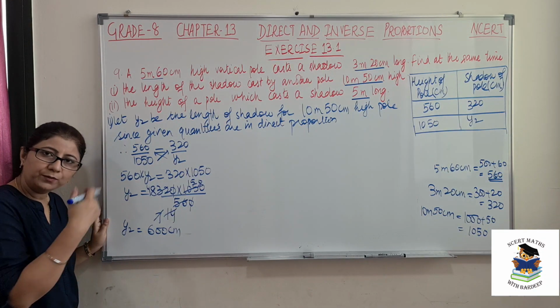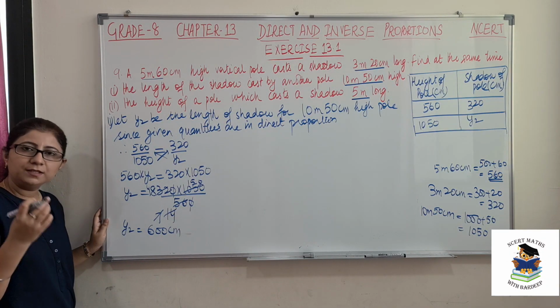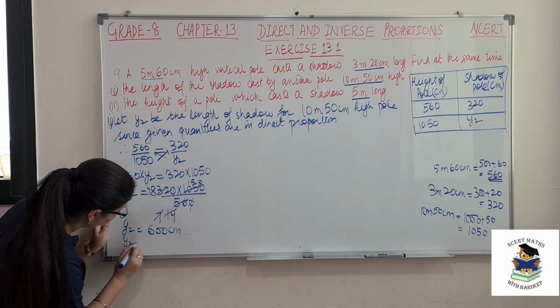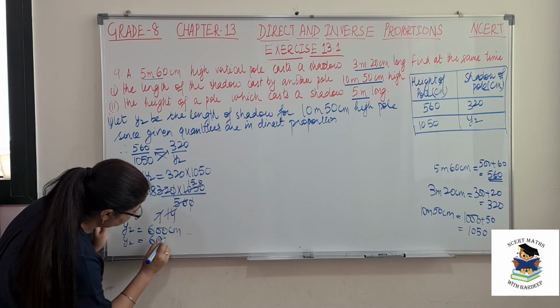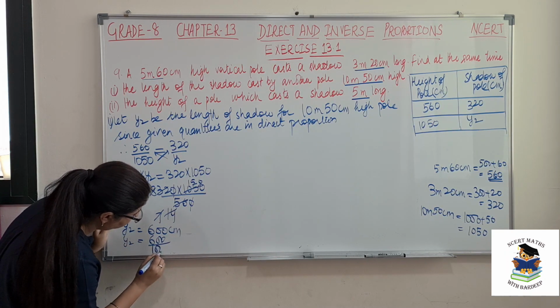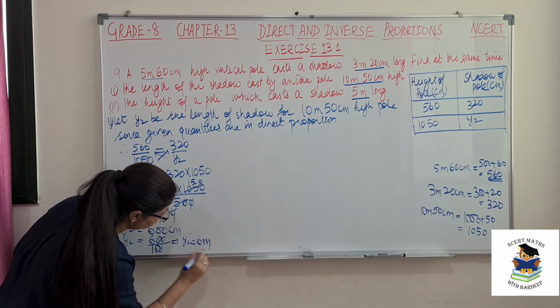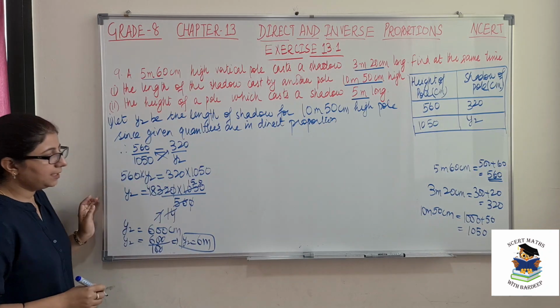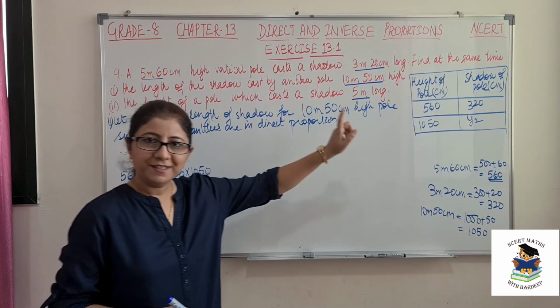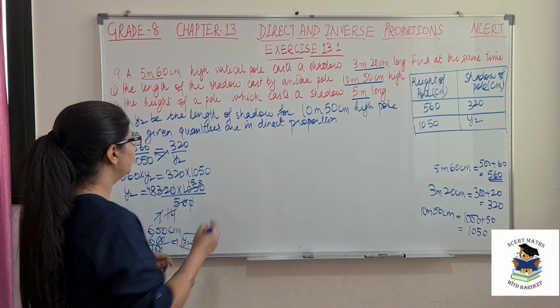So now how to convert centimeter to meter? That is divide by 100. So 600 over 100. So that means y2 is 6 meters. Okay, so what is the length of the shadow? That is 6 meters. So this is our first part.